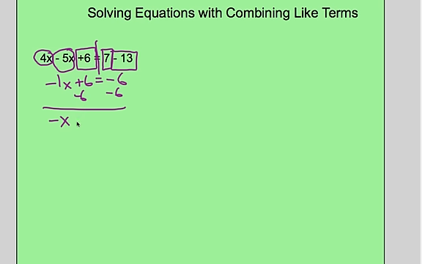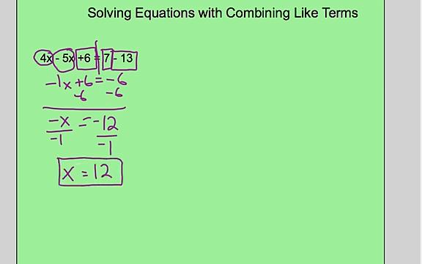Negative 6, positive 6 minus 6, that's a 0. And that equals negative 6 minus 6, which is negative 12. Divide both sides by negative 1. Sometimes people want to stop here at negative x. You can't. You got to get that to a positive x. So divide both sides by negative 1. Negative divided by negative is a positive x. Negative 12 divided by negative 1 is a positive 12. So our answer for x here is 12.